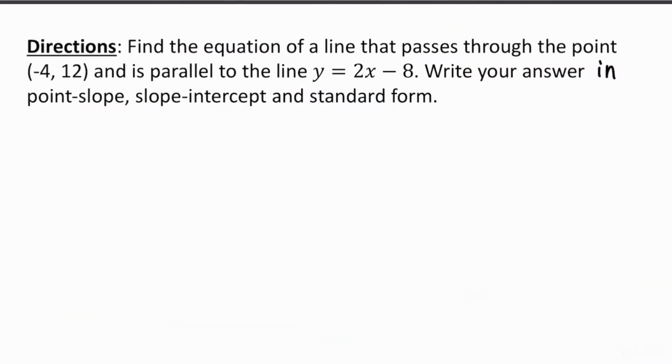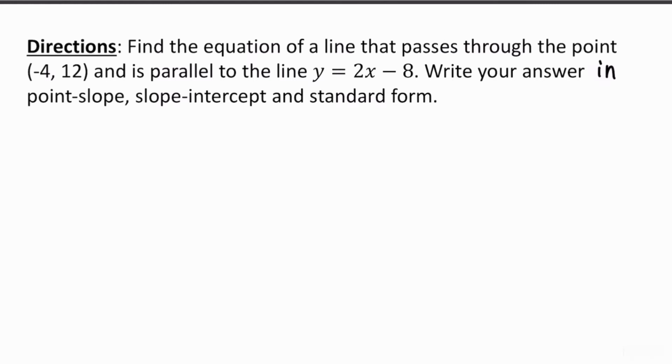So let's go ahead and try a problem. In this case, it says directions. Find the equation of a line that passes through the point (-4, 12) and is parallel to the line y equals 2x minus 8. Write your answer in point-slope, slope-intercept, and standard form.